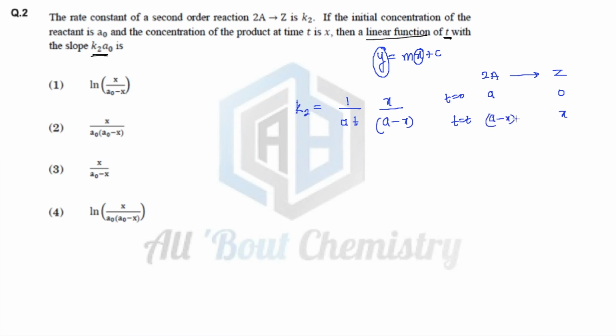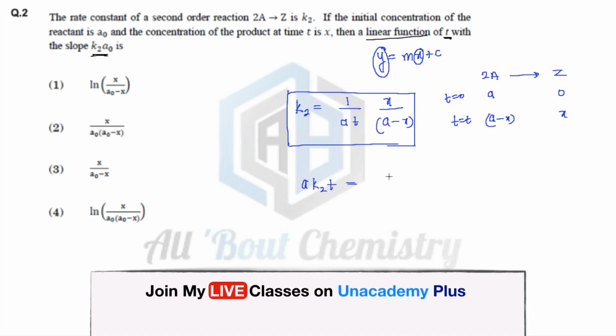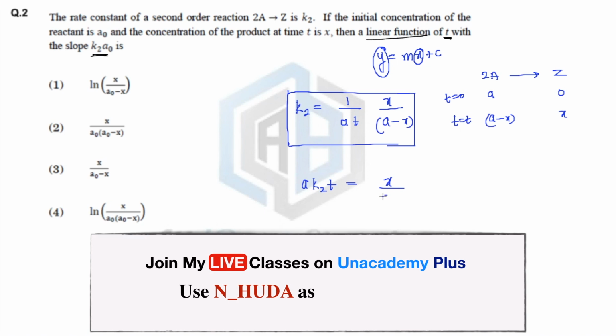Okay, so that's what we know now, so we'll use that to solve it further. So these are the conditions, and this is the final equation which we will get after solving this. The derivation of that is not needed to be explained, I guess, right? Now you can just solve it in this way, that is A, K2 and T, and that will actually be equal to X upon A minus X.